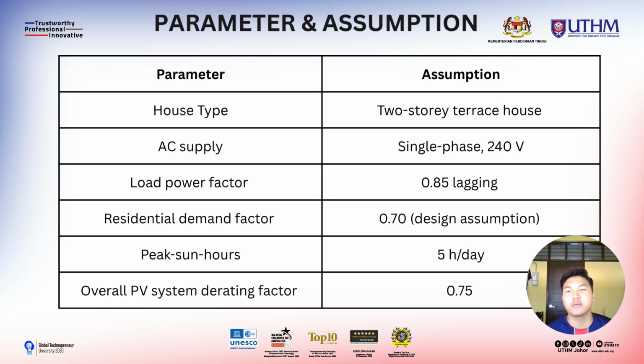Parameters and assumptions. Before performing the calculation, we establish several design assumptions. The house is a double-story terrace house with a 240-volt single-phase supply. We assume a power factor of 0.85, a demand factor of 70%, 5 peak sun hours per day, and an overall PV derating factor of 0.75. For the battery system, we assume 80% depth of discharge, 90% inverter efficiency, and 1 day of battery autonomy.